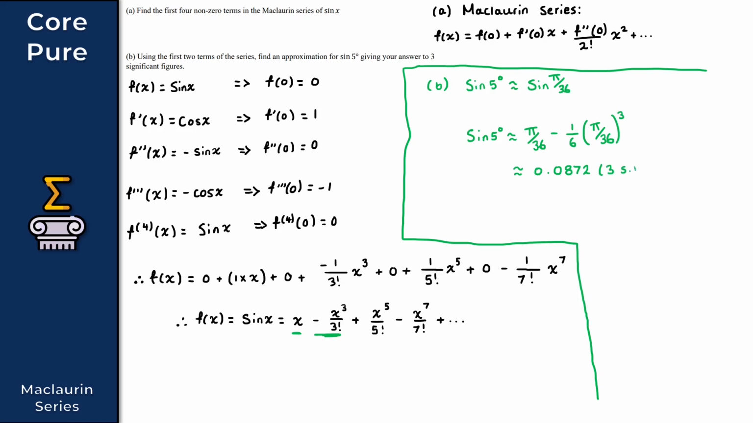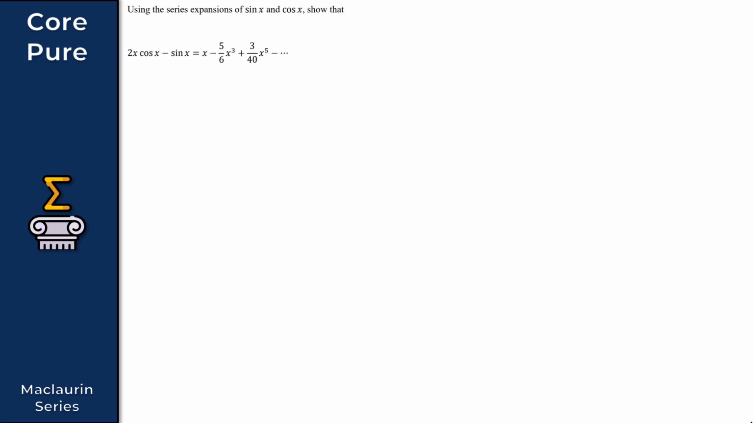23 SF there. And there we have it. So that's the solution to part B and the solution to question 1. So let's just have a go now at the very last question here, question 2.